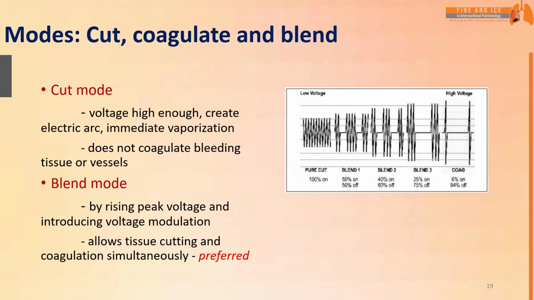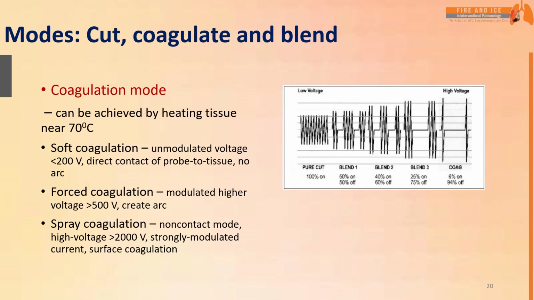In cut mode, the voltage is high enough to create an electrical arc, and there is immediate vaporization without giving much time for hemostasis. In blend mode, as I have already mentioned, there is the combined effect of cut and coagulation.